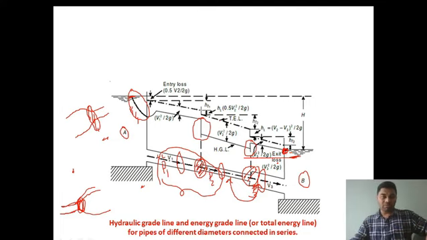The losses will be more. The losses corresponding to each pipe have to be considered here. The losses with respect to each pipe have to be considered over here. There are more losses in this scenario.